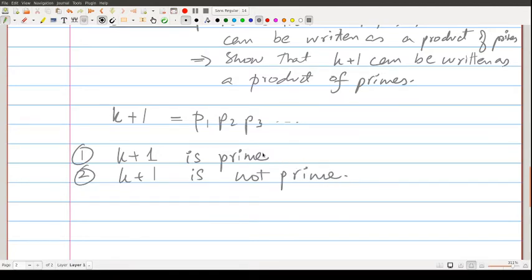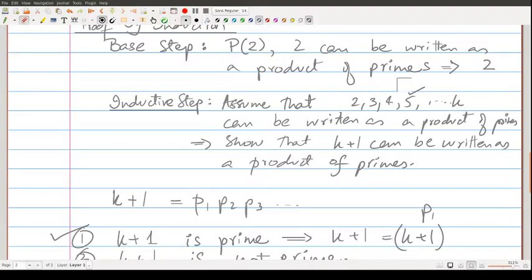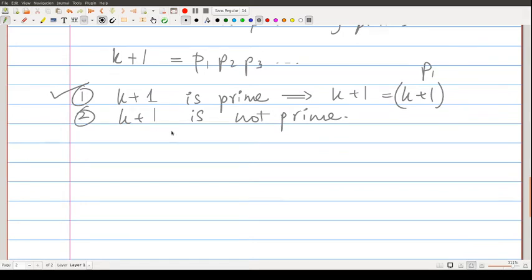If k plus 1 is prime in the first case, then k plus 1 can just be written as k plus 1, where this is a product of primes, right? It doesn't need anything else, it doesn't need any other prime, and we can clearly assert that the statement holds if k plus 1 is prime. So in the case when this is a prime number, for example in the list of these numbers, if you had a prime number, there's 3, 5 and so on, this is valid, so we don't need to care about that.